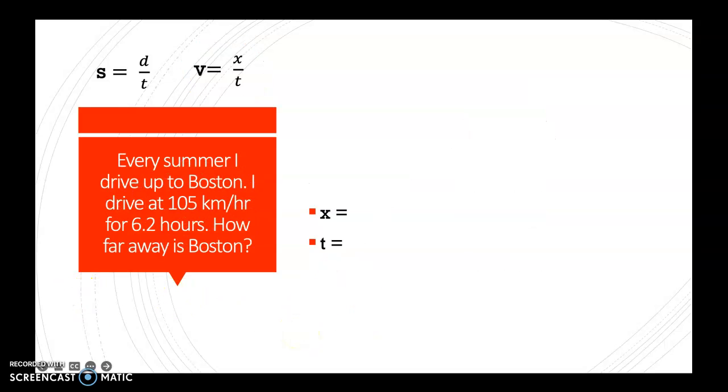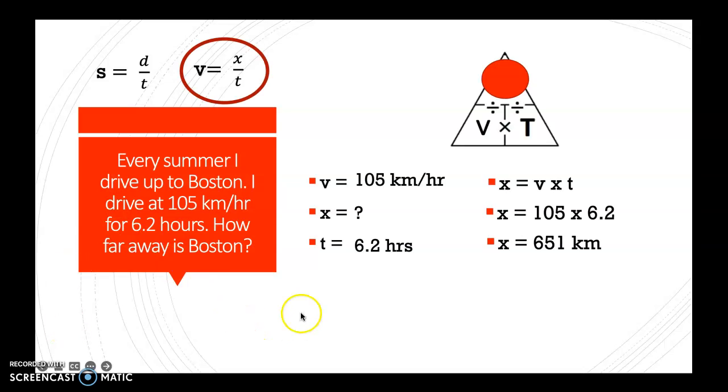All right, here's another one. All right, if you worked through this problem, you would know that velocity would be the equation that we would be using because we're driving up to Boston. The velocity was 105 kilometers per hour. The time was 6.2 hours. So to find my displacement, I would have velocity times time, which gives me 651 kilometers, excuse me.